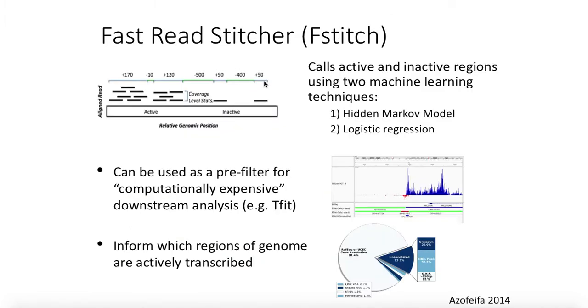The first one I want to introduce is really as simple as it is conceptually. It's basically saying what parts of the genome are on or off. This figure here is an example of a bedGraph file, where we've got a lot of reads over about a 300 base pair region. FStitch would call this on. Okay. FStitch uses a hidden Markov model and logistic regression to basically become a machine learning program, right?